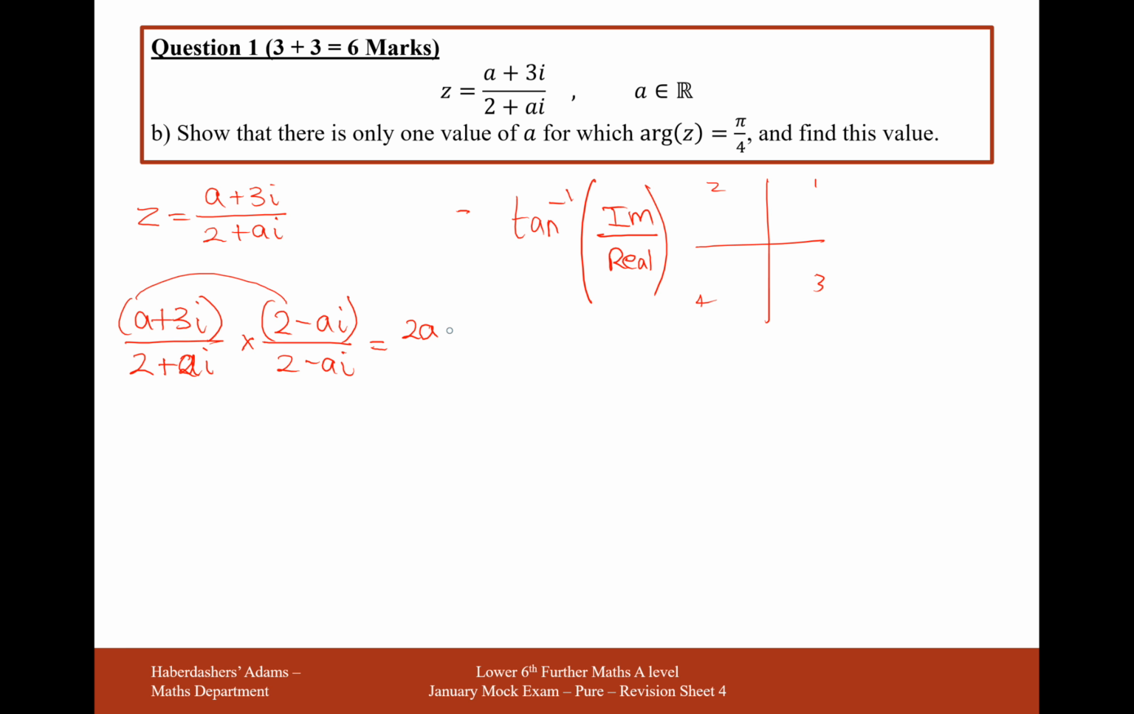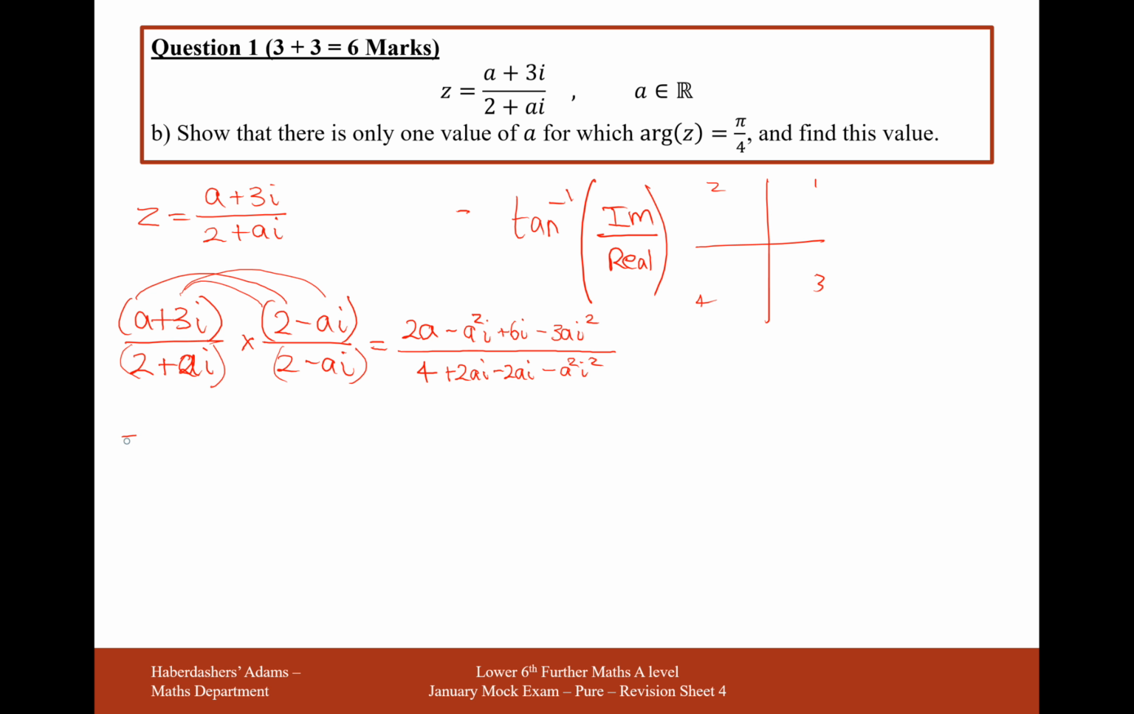So 2, then it'll be minus a squared i, and then the next bit's going to be plus 6i, and then the next bit's going to be minus 3ai squared. We'll simplify that i squared in a little bit. And then on the bottom here we've got two brackets as well, so it's going to be 4 plus 2ai minus 2ai, and then it's going to be minus a squared i squared.